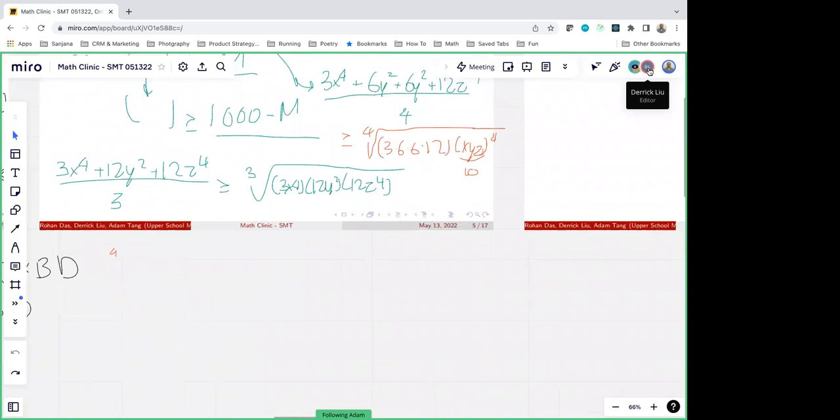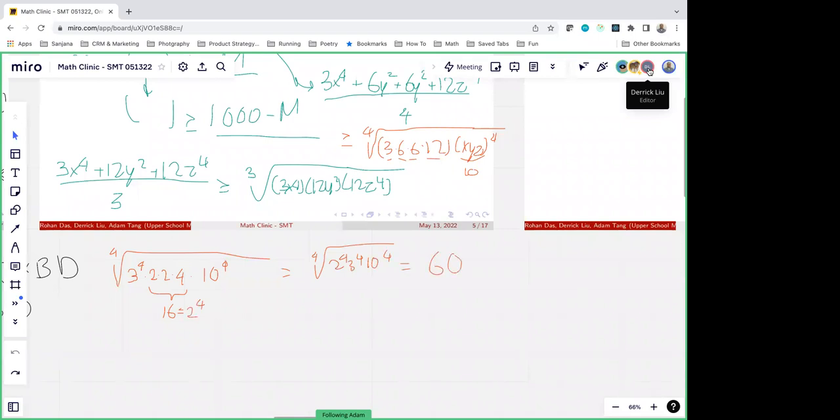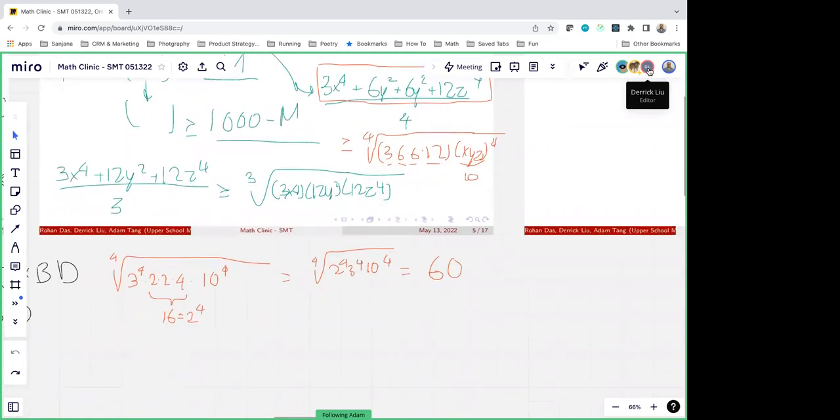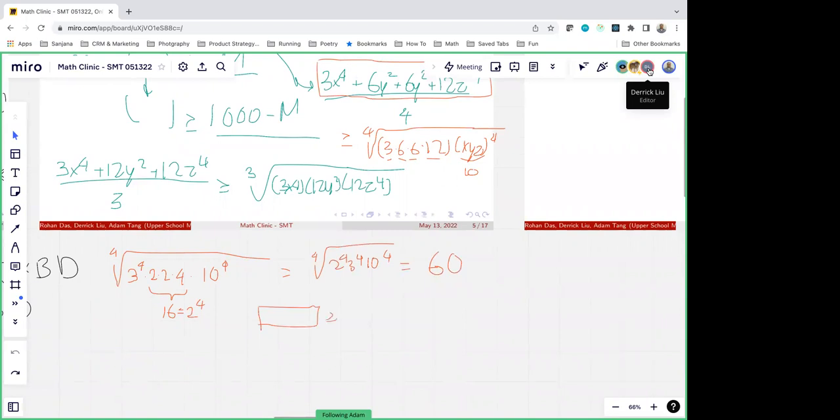So we quickly do that. Well, it's the 4th root of, so each of these contains a power of 3, so we can just take out the 3's there. What we're left with is 2, there's another 2, and there's a 4, and then 10 to the 4. So this becomes 16. We can see that 16 is 2 to the 4. So this is simply the 4th root of 2 to the 4, 3 to the 4, 10 to the 4, and that's 60, because 2 times 3 times 10 is 60. So that means that this expression over 4 is greater than or equal to 60. So that same expression is going to be greater than or equal to 4 times 60, which is 240.